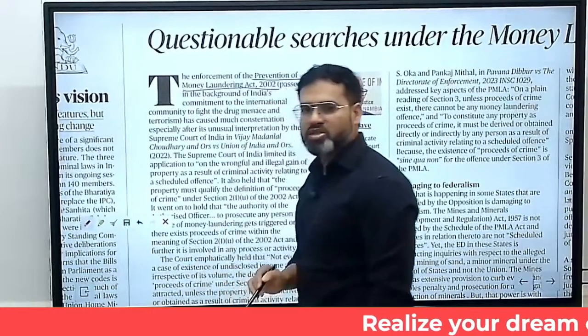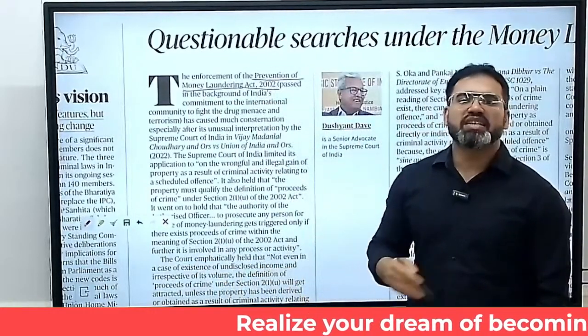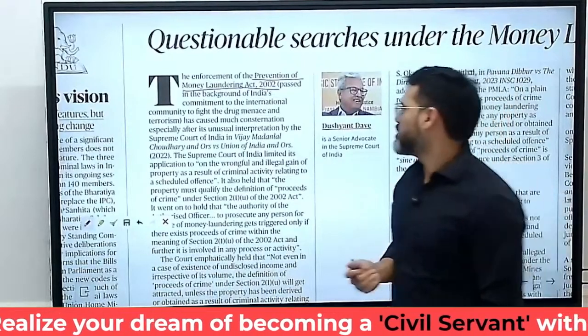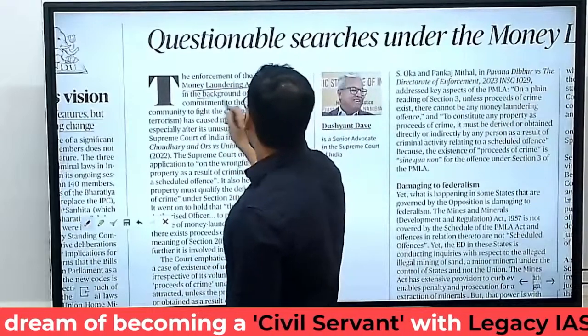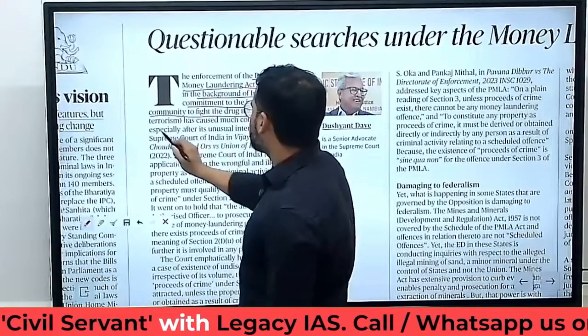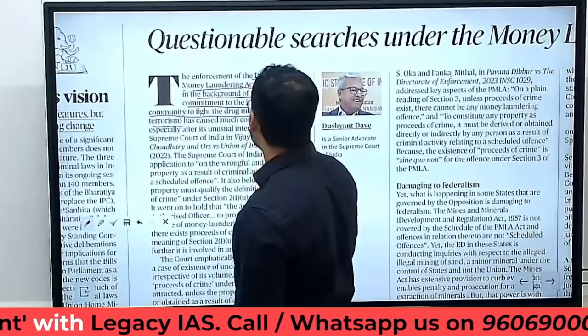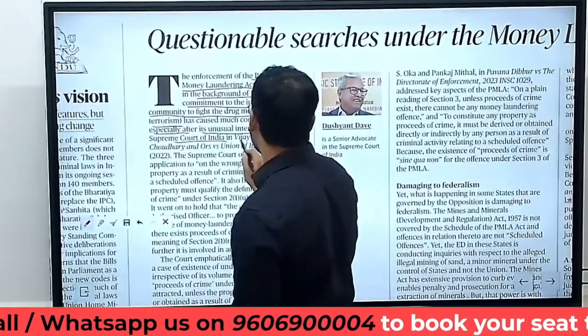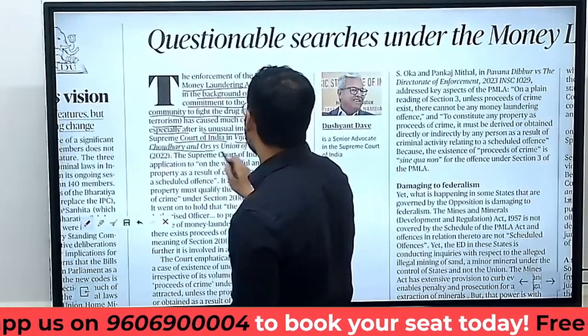First, let us know about the Prevention of Money Laundering Act. Which agency actually implements that? ED or CBI or both or what? Correct? In the background of India's commitment to the international community to fight the drug menace and terrorism, it has caused much consternation, especially after the interpretation by the Supreme Court of India in the Vijay Madanlal Choudhary and others case.